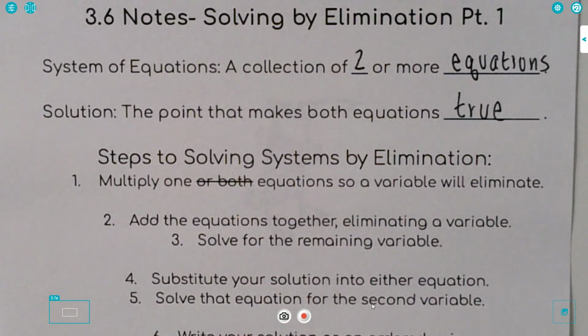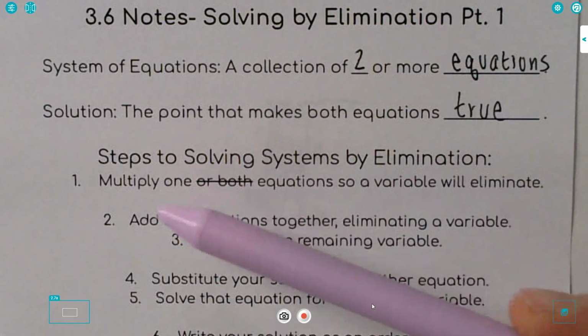Let's think about the word eliminate. What does eliminate mean? To remove something, like it's gone. We need to make one of our variables be gone. So we're either going to eliminate all of our x's or eliminate all of our y's. So then we can solve for the remaining variable.